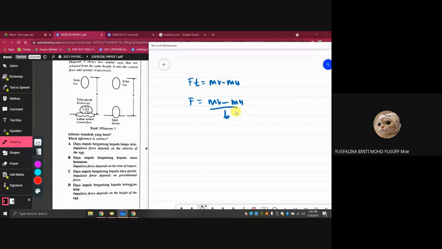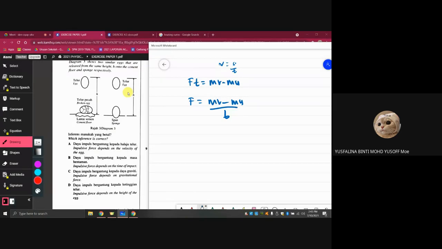Okay, so it says here, which inference is correct. You can see on your left, the egg is broken, but on your right, the egg is still not broken. So which inference is correct? Impulsive force depends on the velocity of the egg. You can see the height here is the same. If the height is the same, the velocity is also the same, because v is equal to s over t. So A is wrong. The answer should be B.